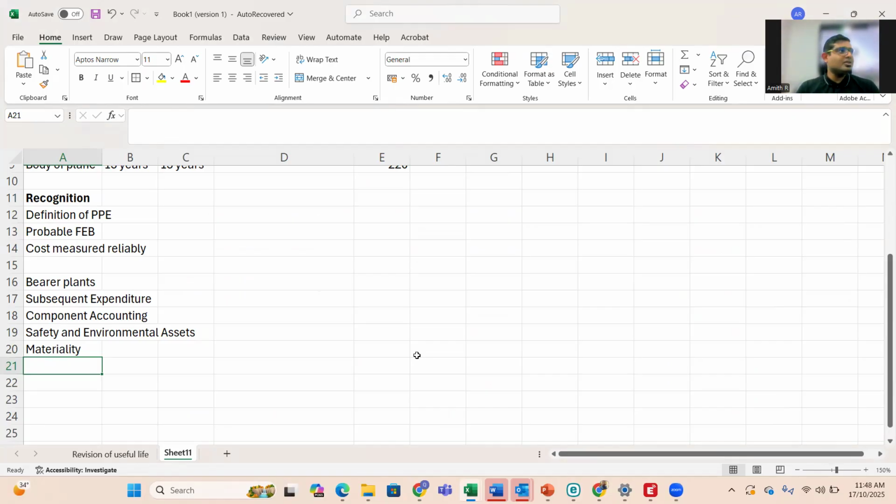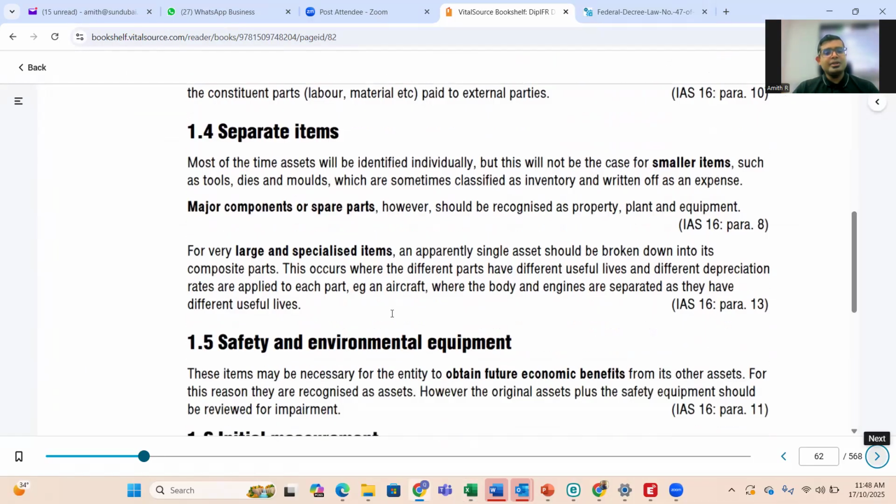This is recognition. Now, once you have recognized that this is a PPE and I'm going to record it, what is the next thing you will do? Absolutely, measurement. Measurement means at what value? How do I measure the value which I will capitalize? Okay, you tell me if you need a break. So let's see measurement.